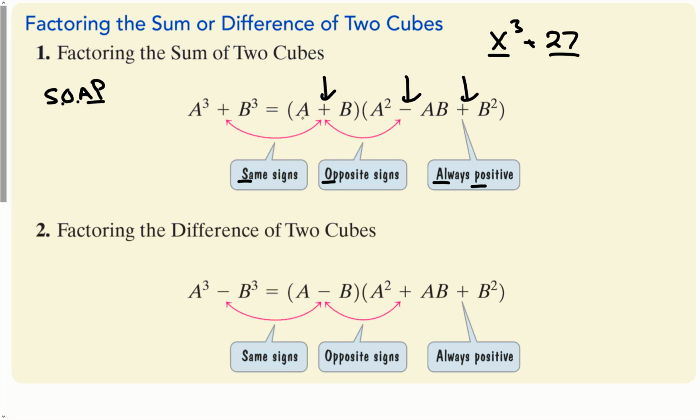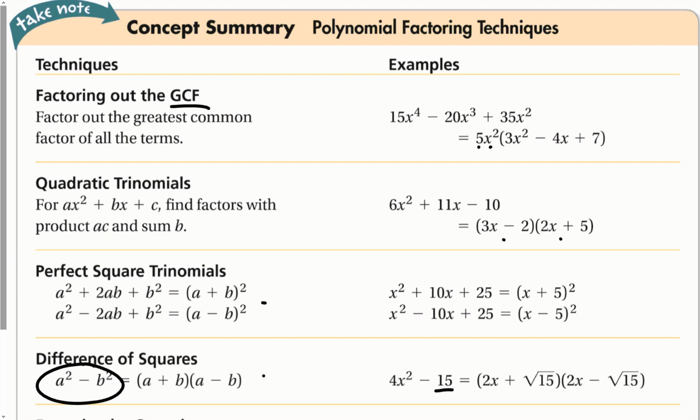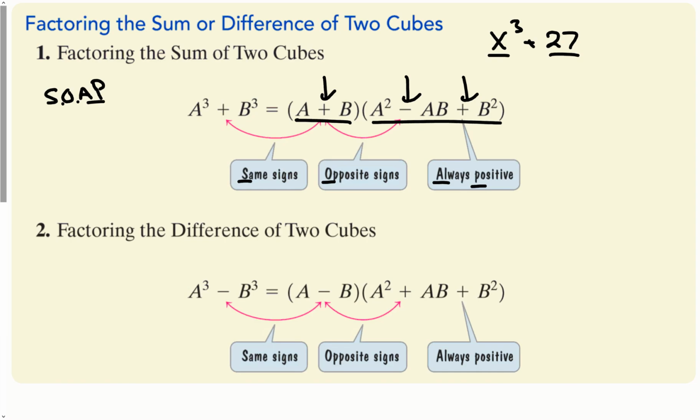Now the rest of this, you're going to have to sort of remember that. And it looks kind of like a perfect square trinomial, but notice that a perfect square trinomial has a 2 there, okay? Which means that this thing right there is not going to factor, okay? And the difference is the same way. So difference, so same sign, opposite sign, always positive.